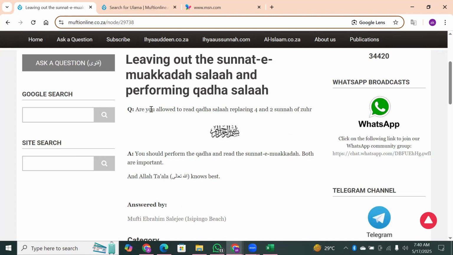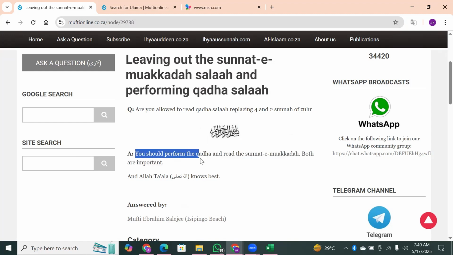So back to his question. His question is, can he perform the qada salah replacing the 4 or 2 sunnah of the zuhur, right? So the answer is that you should perform the qada and read the sunnatul muakkada. Both are important. Both are important. You cannot compare. Beware of such a thought, which may keep recording a sin in your book of deeds, right? By missing the sunnatul muakkada. So sunnatul muakkada means you have to pray it. If you're not praying it, a sin is recorded too. And Allah Ta'ala knows best.